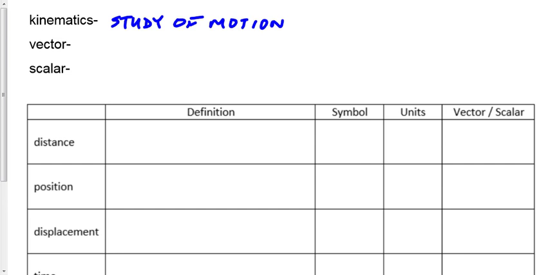So what's the difference? Well, kinematics is the study of motion without regard to what's causing that motion. So in other words, we're going to pay attention in this unit to the motion itself. We're not going to pay any attention to what causes the motion. Does anybody know what causes motion?